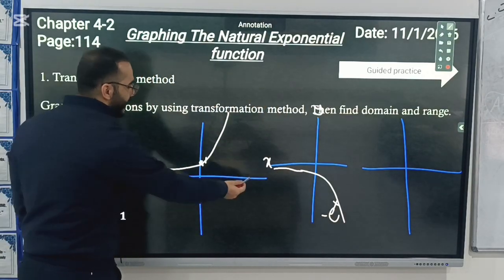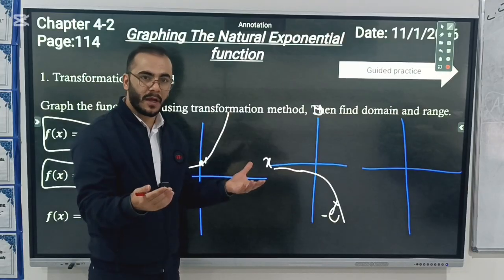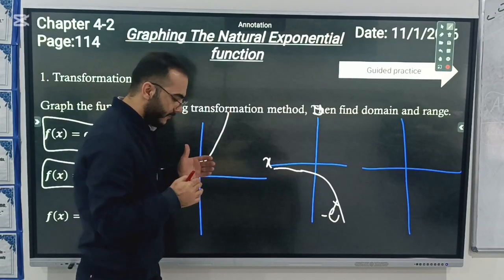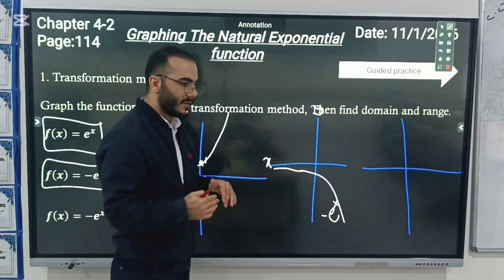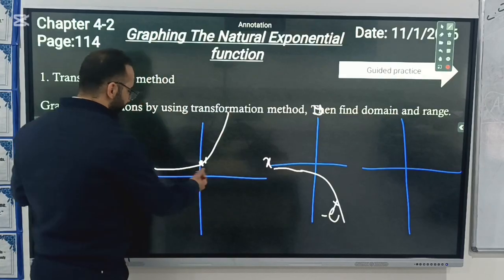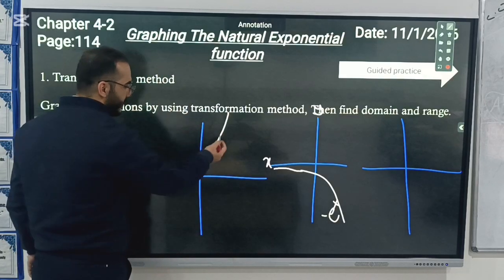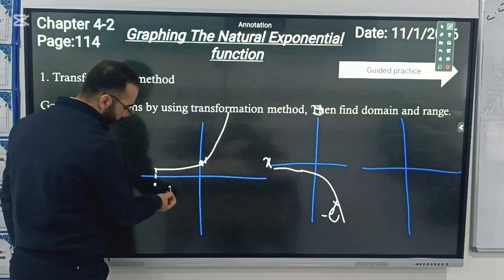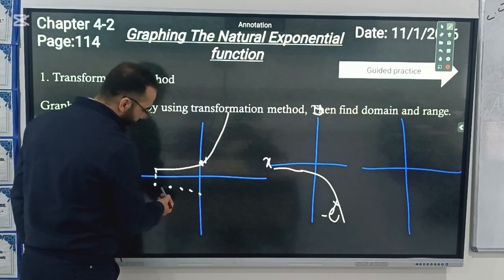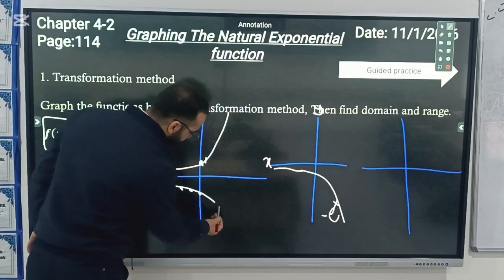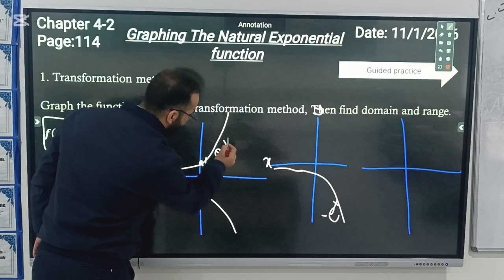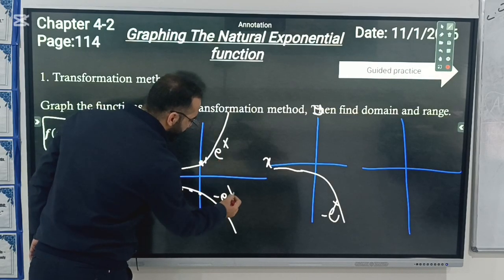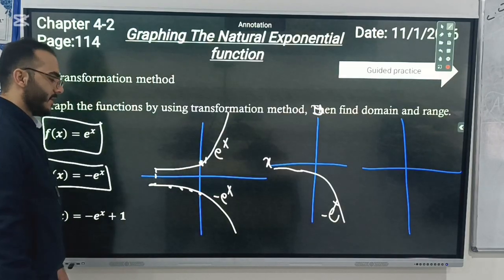Reflection, imagine the x-axis is just like a mirror, okay? When you stand in front of a mirror, it gives you back the image. So imagine the x-axis is just a mirror. So here is our object, which is the graph. So the picture would come exactly here, and when we graph it, here is e powered by x, and this one is negative e powered by x.